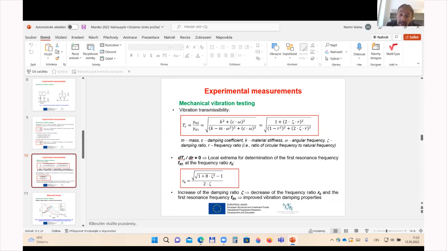And from this condition, we can determine local extrema for determination of the first resonance frequency. So this is this equation. And it is evident that if the damping ratio is increasing, it has a positive effect on decreasing the first resonance frequency. In general, if the first resonance frequency is smaller, the materials are characterized by better vibration damping properties.